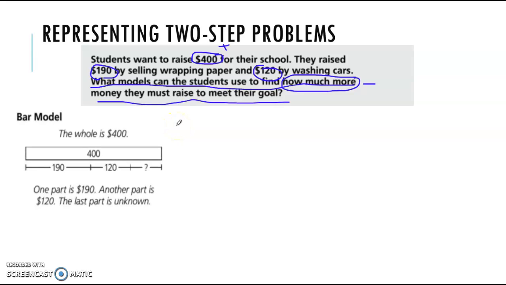So let's see how that would look. In a bar model, again, my whole is 400, but I have a part, which is my 190, which was the wrapping paper that they sold, plus another part, which is 120, which was from the car wash. And then my third part is my unknown, how much they still need to fundraise. So a problem like this, I would have to do two things. I would have to probably add the parts that I have first and then subtract that from my total.